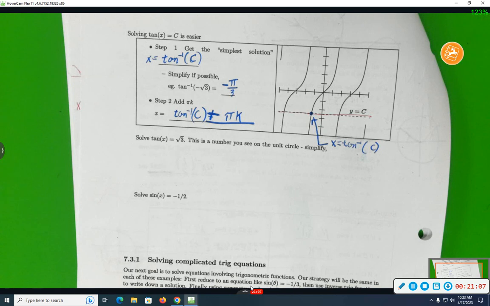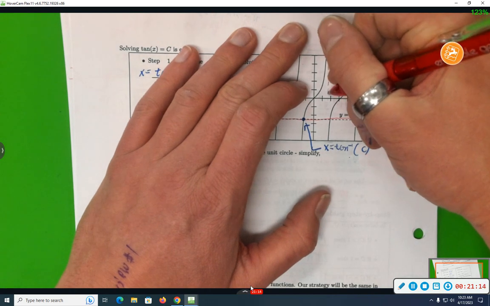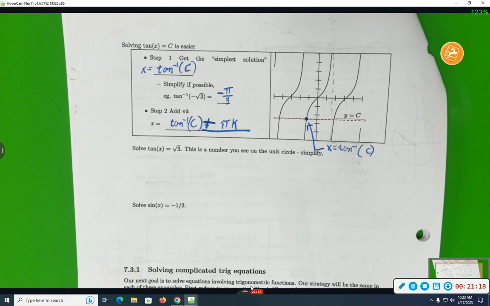Yeah, it better be a period of pi for this to make sense. Let's just check that. Let's maybe label some points and convince ourselves of this. Where's that vertical asymptote? One half pi.